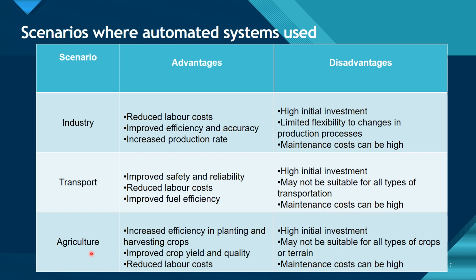In agriculture: increased efficiency in planting and harvesting crops, improved crop yields and quality, reduced labor cost. Disadvantages include high initial investment, may not be suitable for all types of crops, and maintenance cost can be high. So in all the disadvantages, two important points are repeated: the high initial investment and maintenance cost.